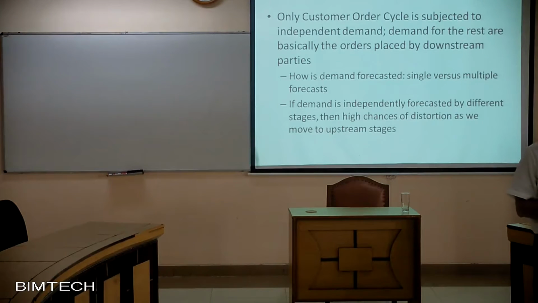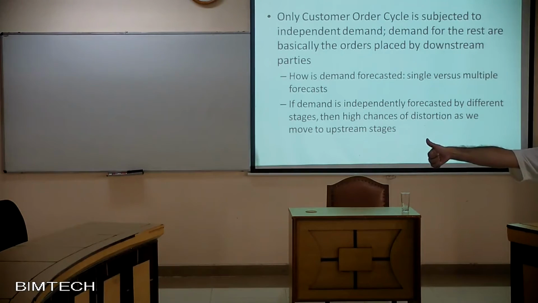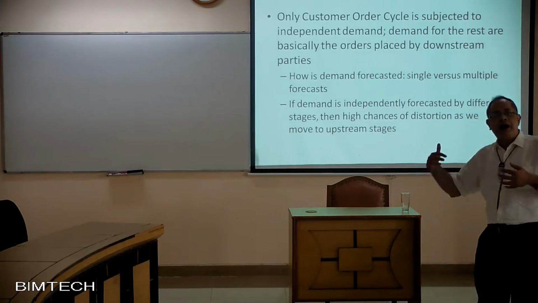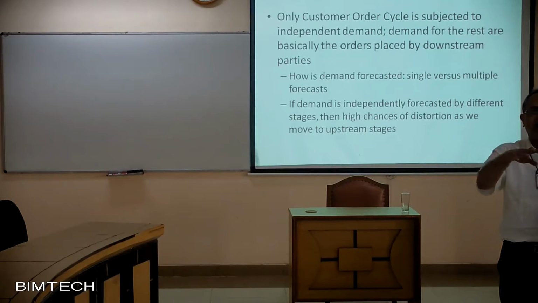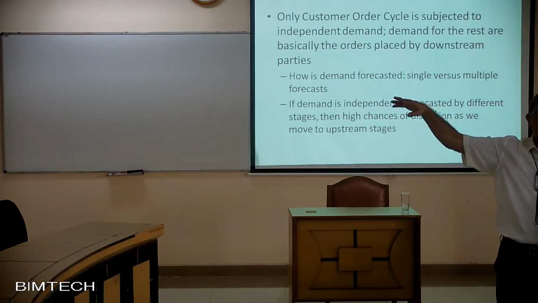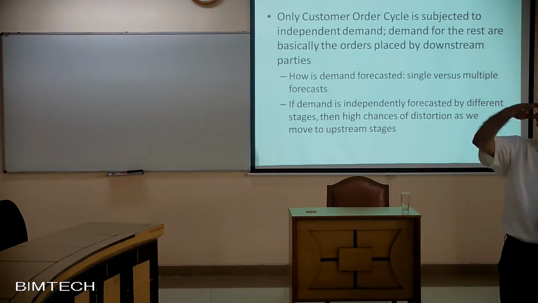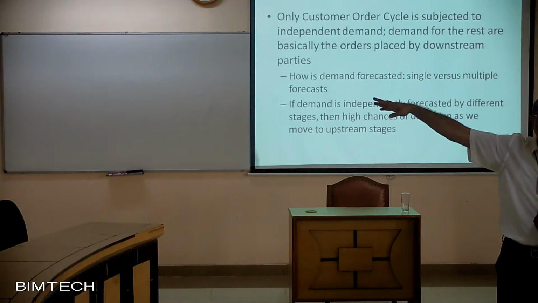And therefore, you will agree perhaps that it's very funny, and yet it is very prevalent as a practice that although there is only one single demand, the same demand is being forecasted independently by different players. And what is the implication of that? The implication is that as the demand travels upstream, it keeps on getting more and more distorted. Obviously, because look at the final demand at the customer level. The demand is fairly stable. For an item like a bar of soap, the demand cannot fluctuate too much, right? You will agree to that.